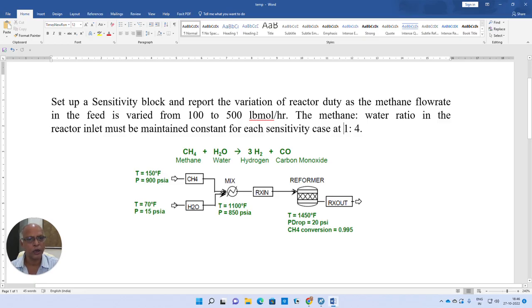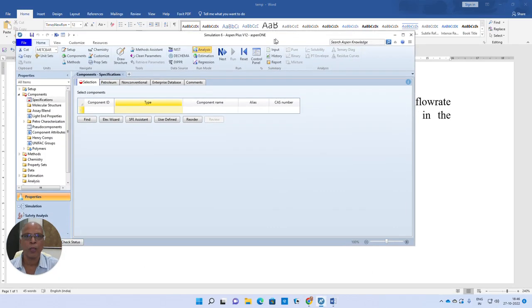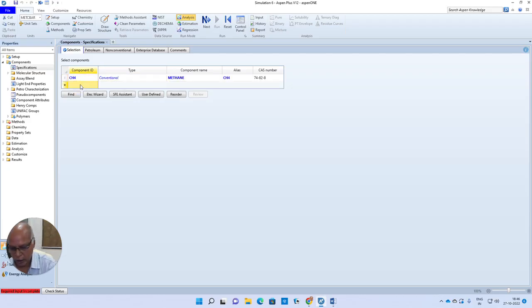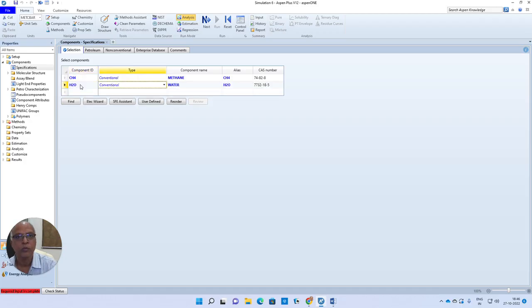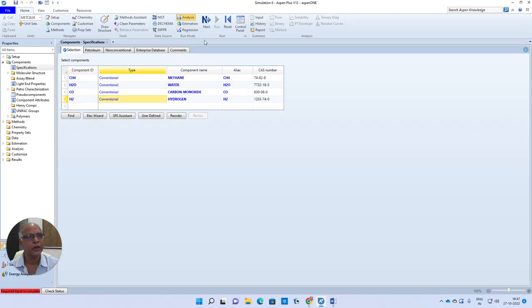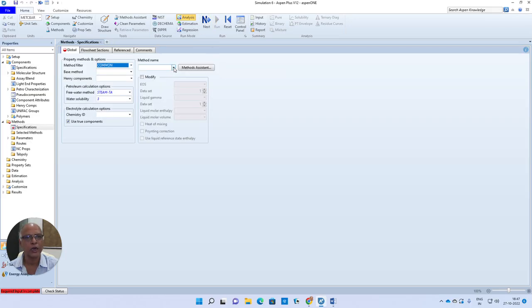So these are the components we are handling: methane, water, hydrogen, and CO. So let us define these components. For water, and hydrogen. So these are the components we are handling in the problem. Again, it's a simple problem. Only thing is, you need to know how to use a calculator block for doing some of the calculations which are not part of typical blocks involved with Aspen.